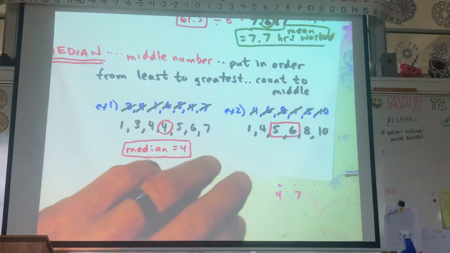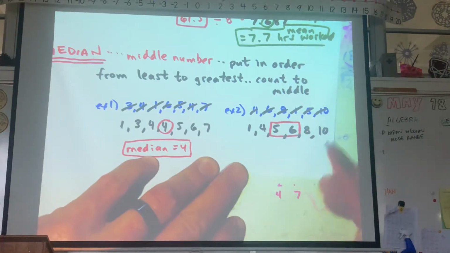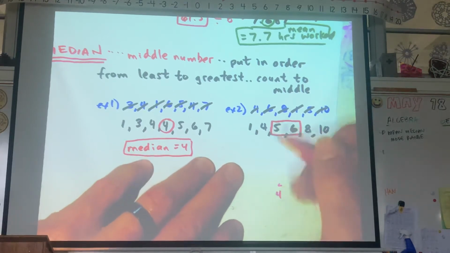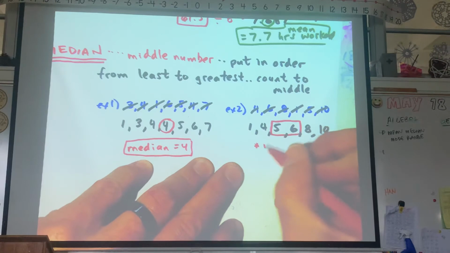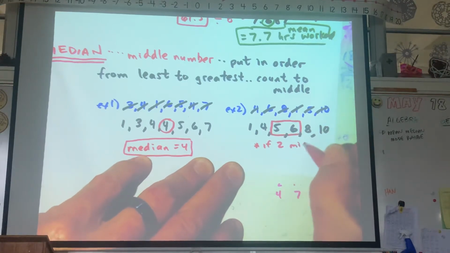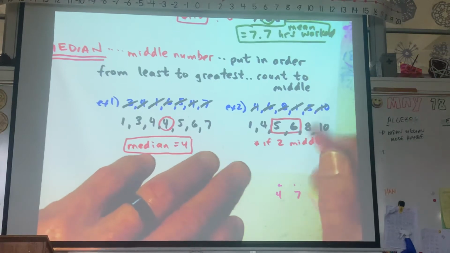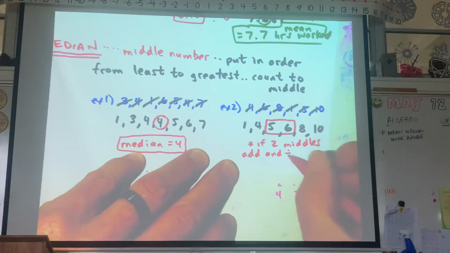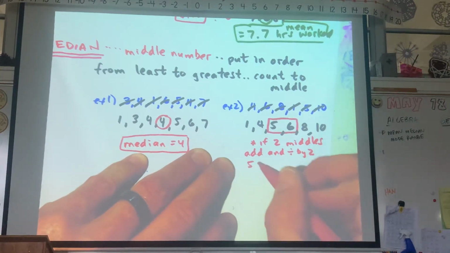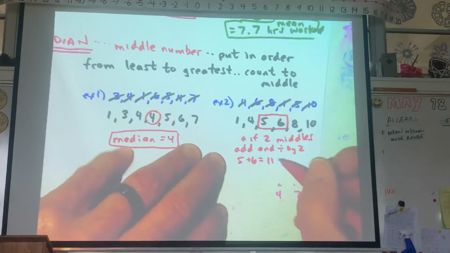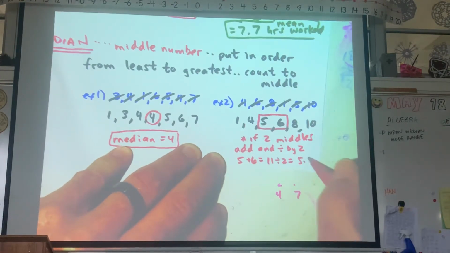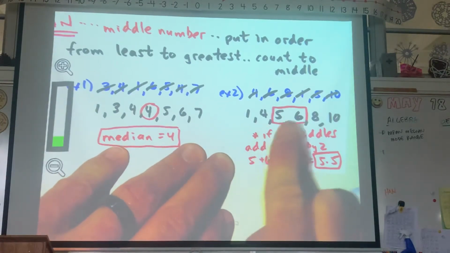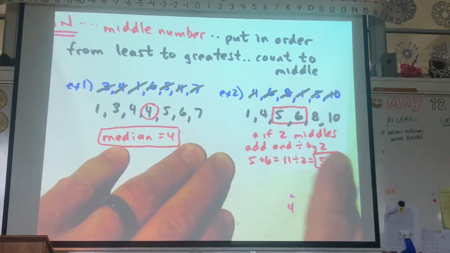That does not mean that there's 2 medians. If there's 2 middle numbers, I have to divide by 2 after I add them up. So I'm going to take the mean of these 2. If 2 middles, add and divide by 2: 5 plus 6 equals 11, and 11 divided by 2 equals 5.5. That's the most important concept on the median. If there are 2 middles, you add and divide by 2.